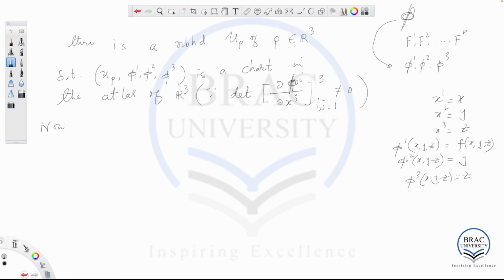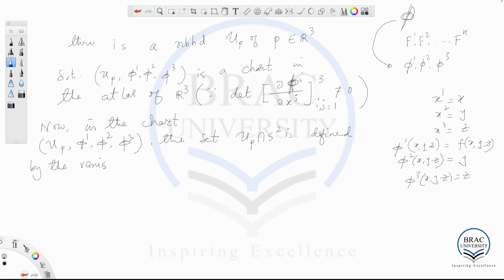Now, so this is the chart. Now, in the chart U sub p, comma, phi1, comma, phi2, comma, phi3, the set U sub P intersected with S2 is defined by the vanishing of the first coordinate, phi 1, which is equal to F.